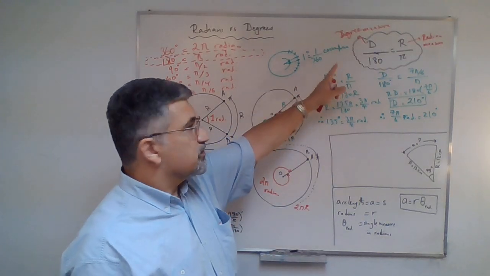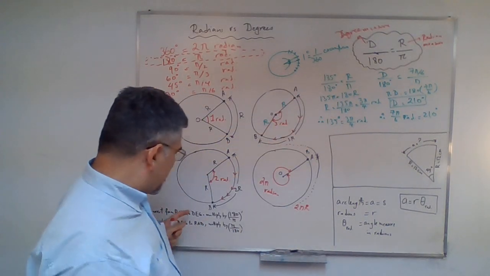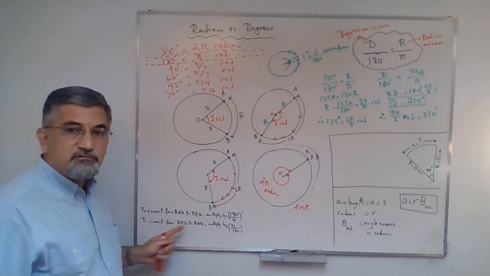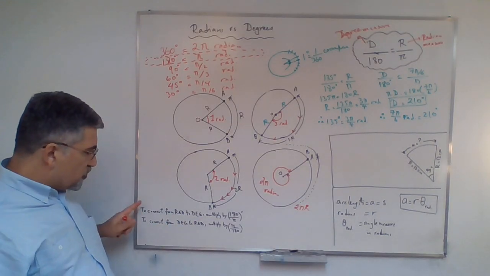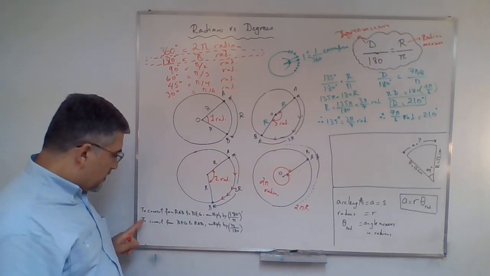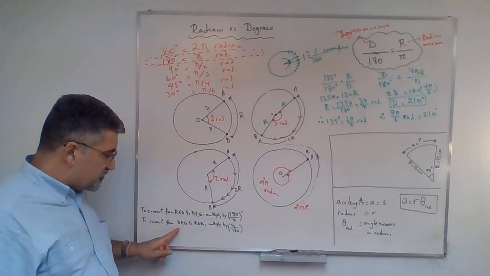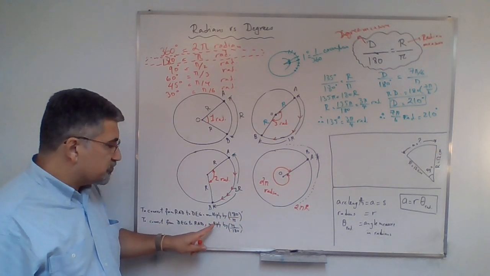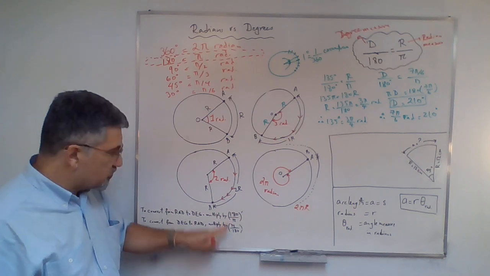So this is one way of conversion using the formula. Another way is by using this unit conversion instruction: to convert from radian to degrees, multiply by 180 over pi, but to convert from degrees to radian, this time multiply by pi over 180. So these are fractions.